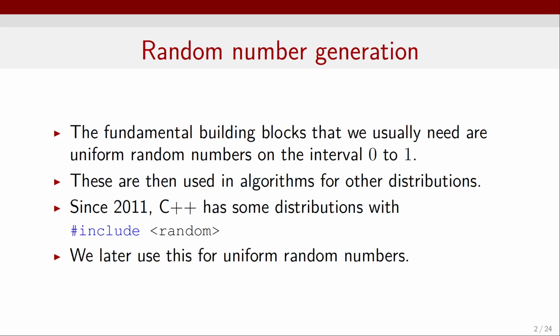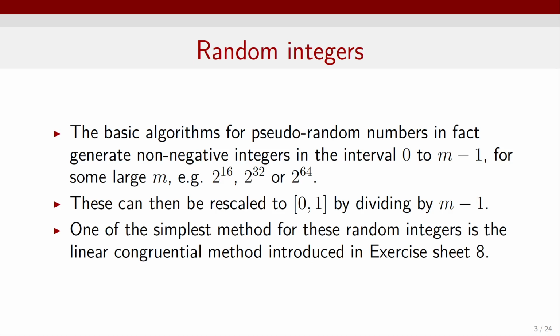We will later use this for uniform random numbers. Let us first see how we can generate random integers. The basic algorithms for pseudo-random numbers in fact generate non-negative integers in the interval from 0 to m-1 for some large number m, such as 2 to the 16 or 32 or 64. These can then be rescaled to the interval from 0 to 1 by dividing by m-1.